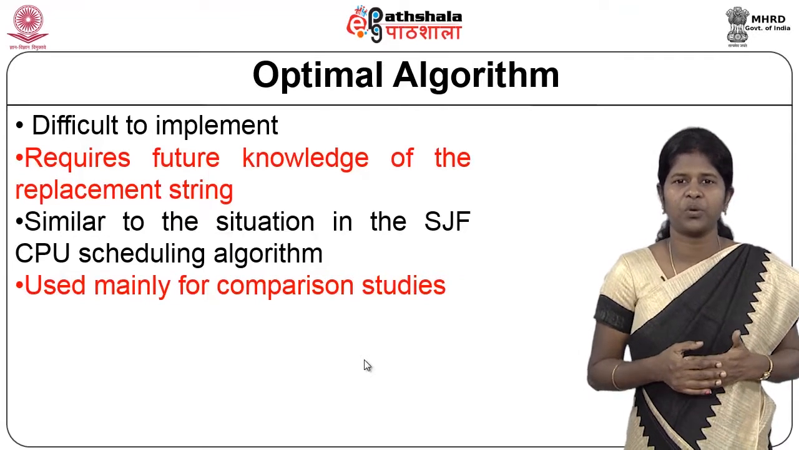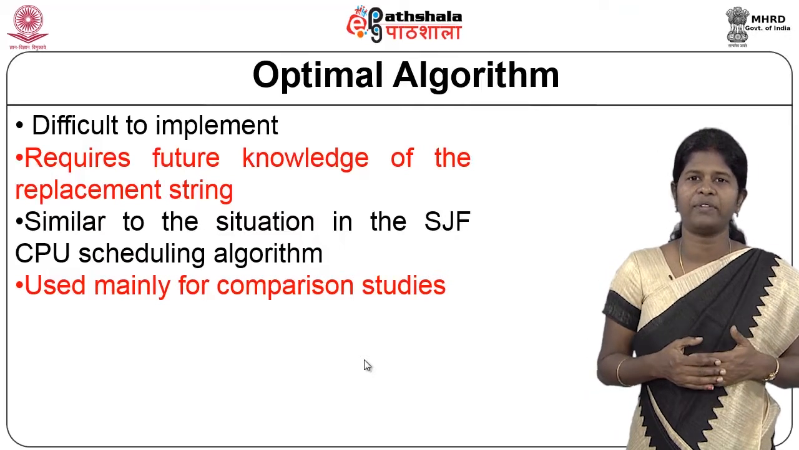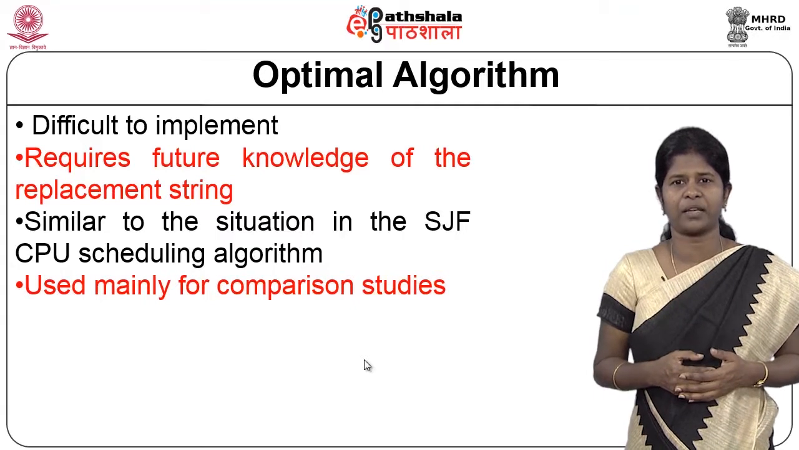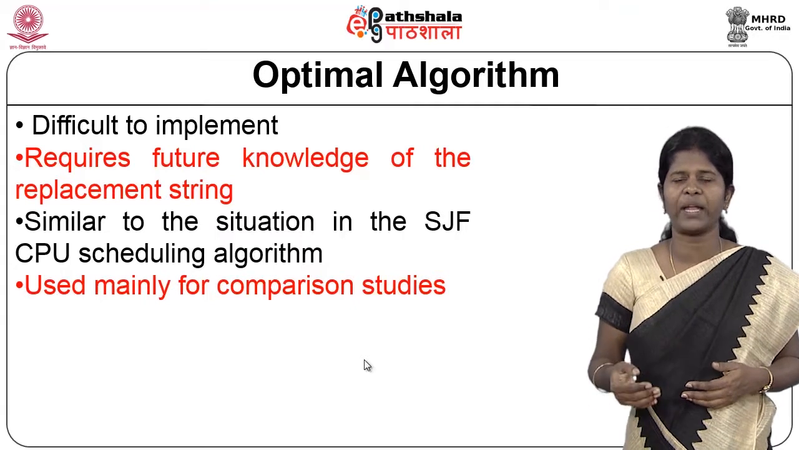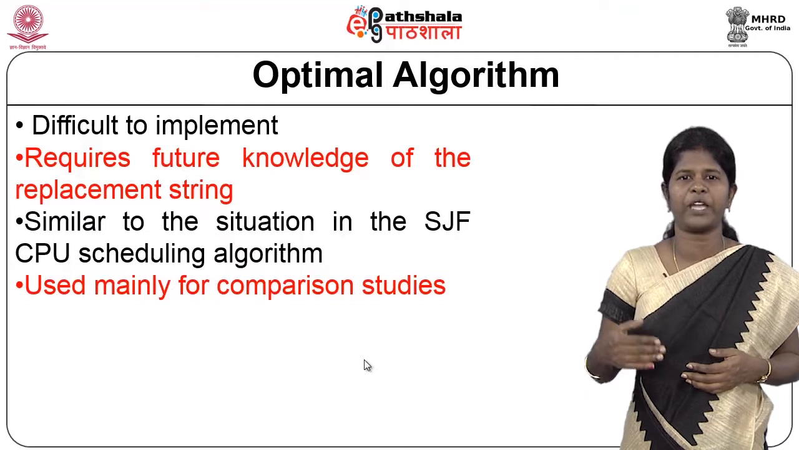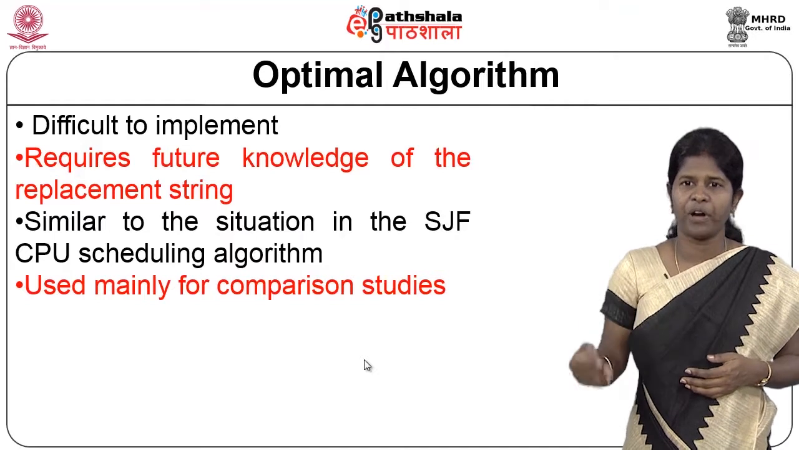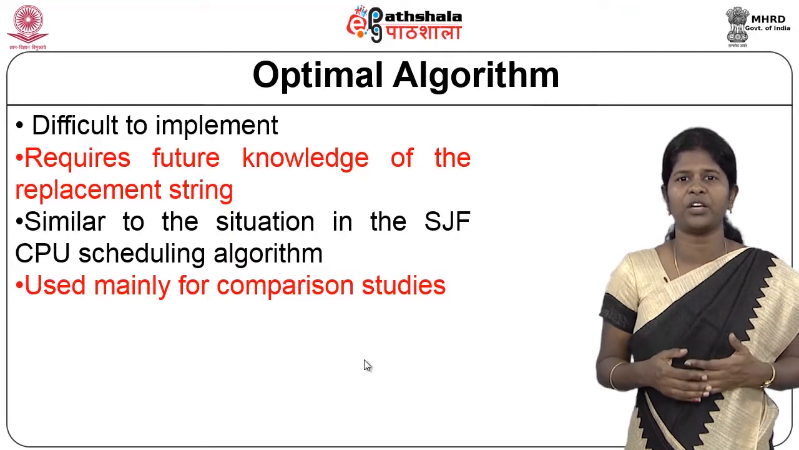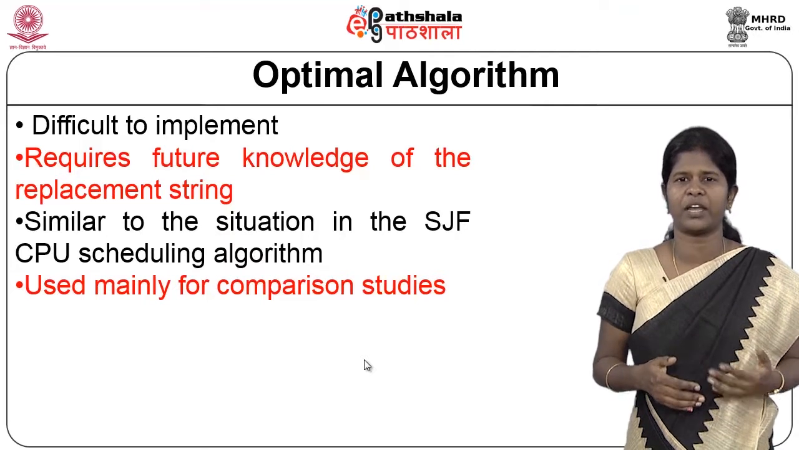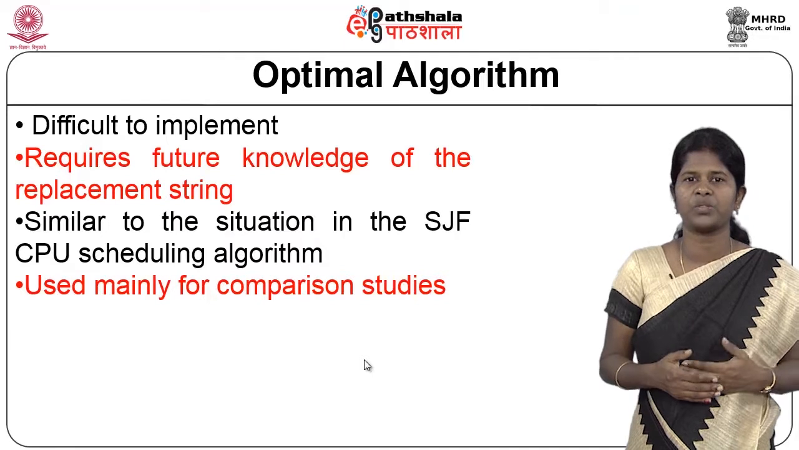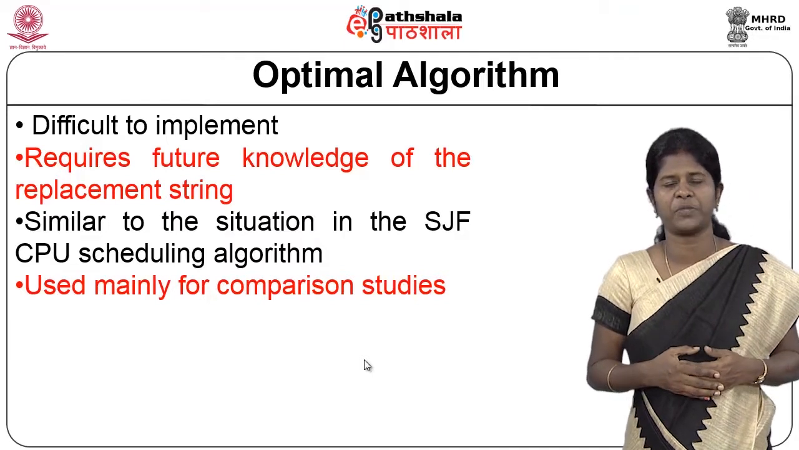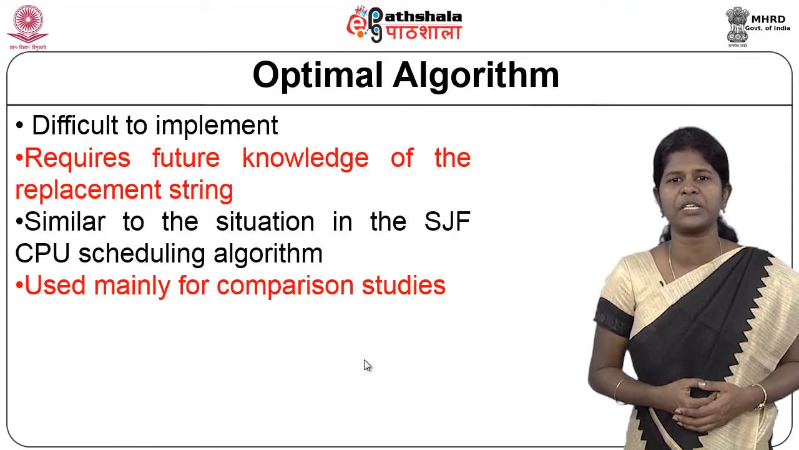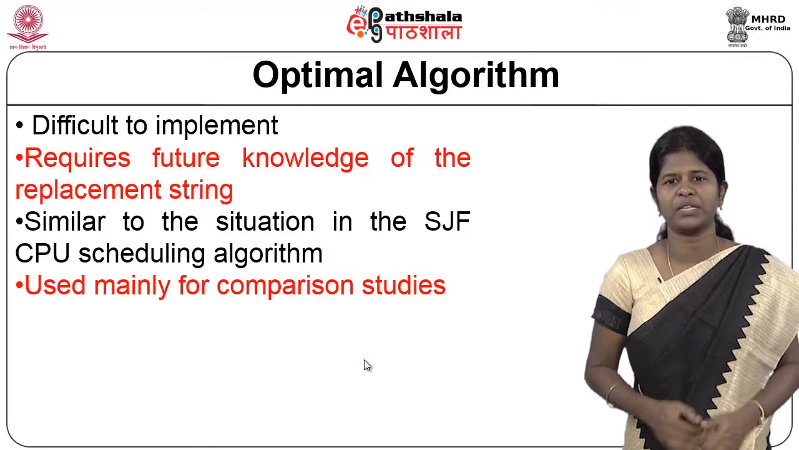That is, you try to find out what will be the number of page faults if it is optimal page replacement algorithm, and then you can devise your own algorithm and find out how many page faults you get in your algorithm, and then you compare whether your algorithm is performing much better than optimal, or is it equal to or nearly equal to the performance of optimal, and so on. So, for comparison purposes, for research purposes, this optimal algorithm is used.